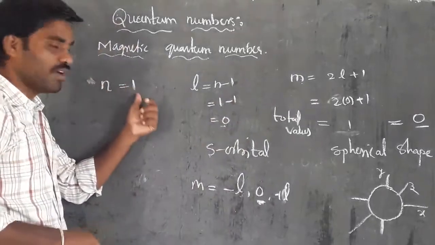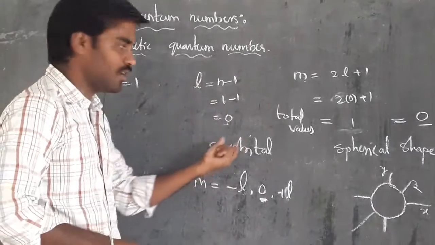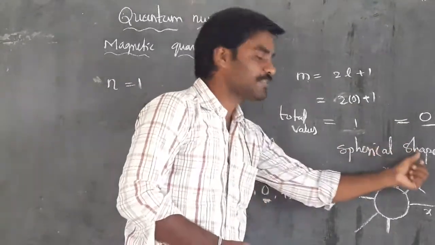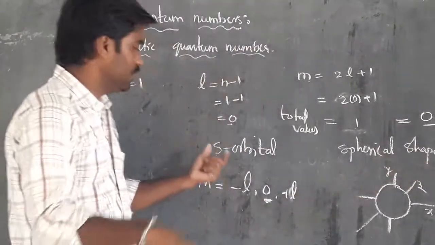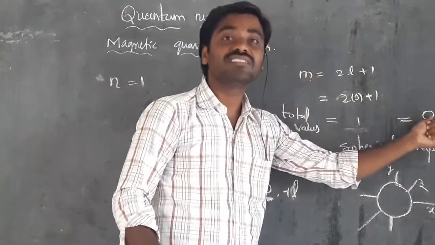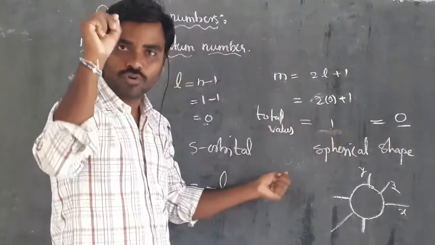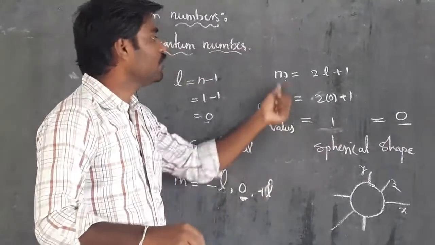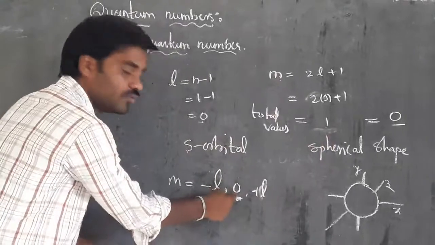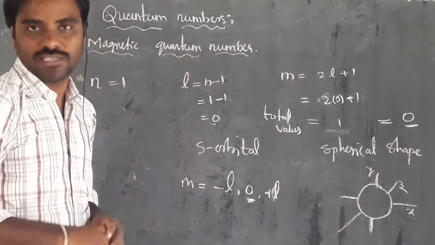So n value is 1 indicates l is equal to 0. The orbital is the s orbital. The shape or orientation of the orbital is spherical, for the S orbital. What is the m value? The m value is 0. But don't take m is equal to 1. That 1 indicates the total number of m values. Total values, how many? 1. In that, what is the value? 0 is the value. So the m value is 0. Like that we have to write.